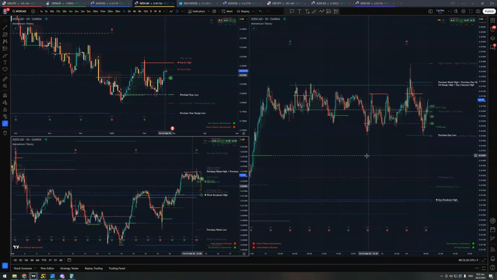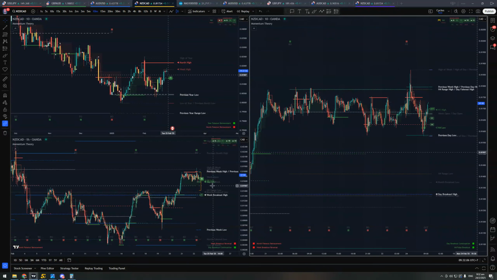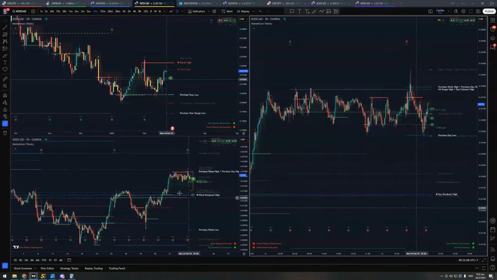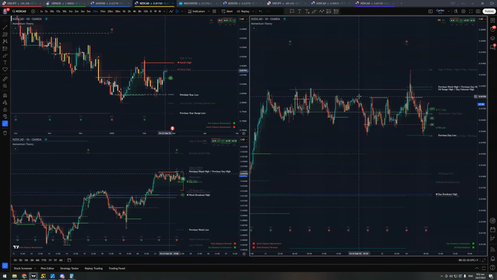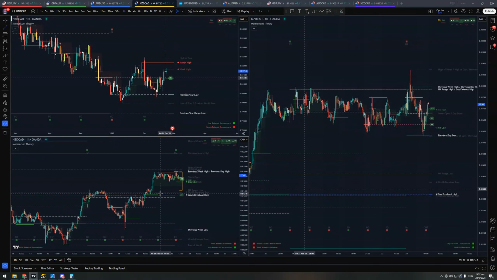But again, I only trade momentum. So if there's no momentum, there's no trade. So there was no momentum to the downside. And this is why there's no trade on this one. Would like to see this daily breakout level push up.